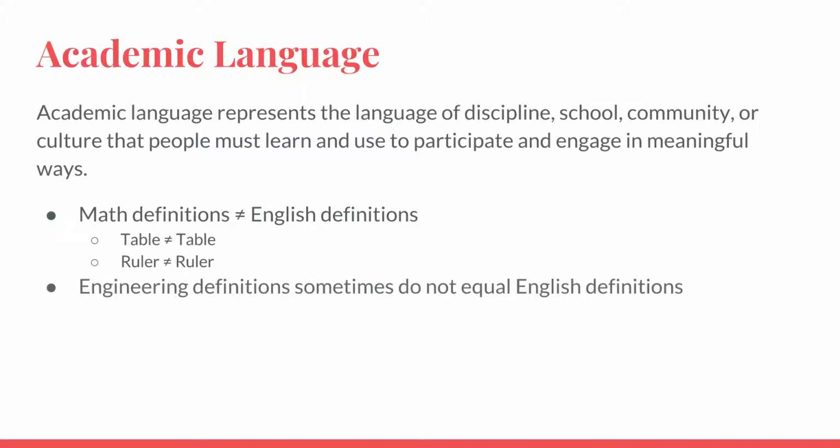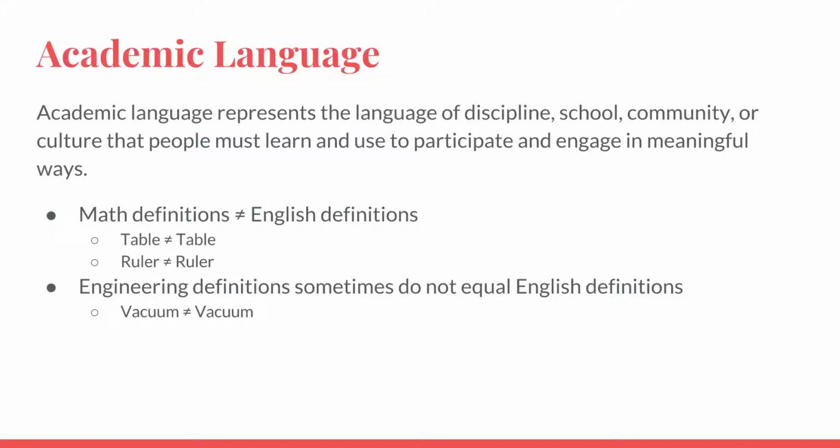And engineering is kind of similar to math, as the definitions sometimes do not equal the English definitions. So a good example would be vacuum and vacuum. An English term for vacuum would be something to clean the house with, as an engineering term would be something that does not have air resistance, like a cylinder where you drop a ball and it does not have air resistance would be a vacuum. So with math and engineering, clearly defining terms is crucial for understanding, because if you assume your students know, then they may be left behind throughout the lesson.